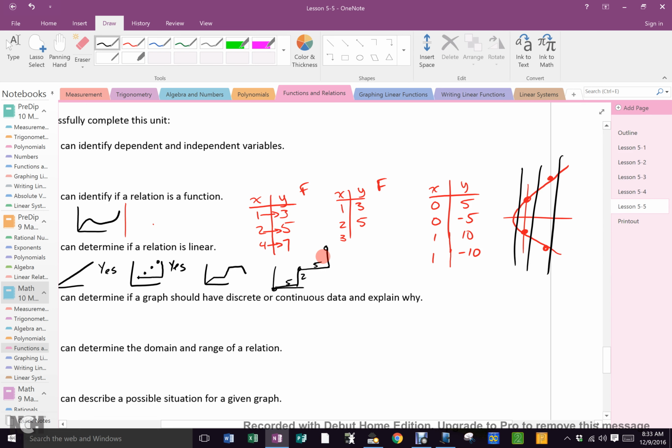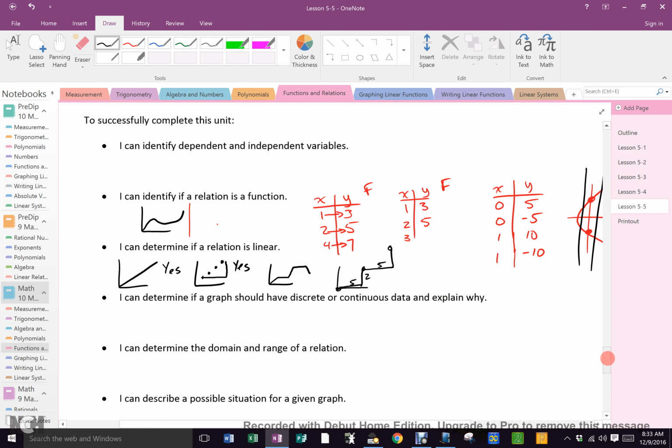Everybody cool? Does the line need to be connected for it to be linear? No. Okay? Don't let the name fool you. Everybody good? Everyone's at an orange light there at least. Okay.